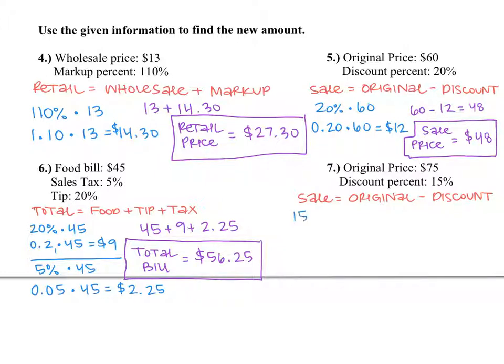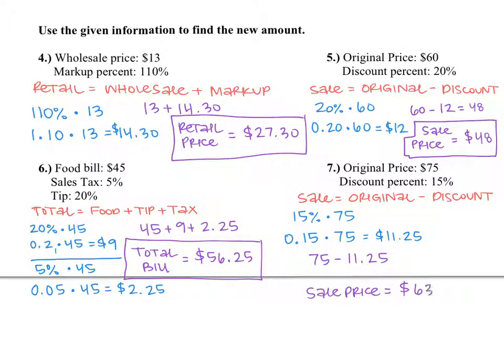So I need to find here 15% of $75. I'm going to change that to a decimal, 0.15 times 75. Again, on all of these, you are welcome to use your calculator as long as you show your work. This equals $11.25. That's my discount. That is not my answer. My final answer, I need to do 75 minus that amount. And so we can say here that the sale price equals $63.75.